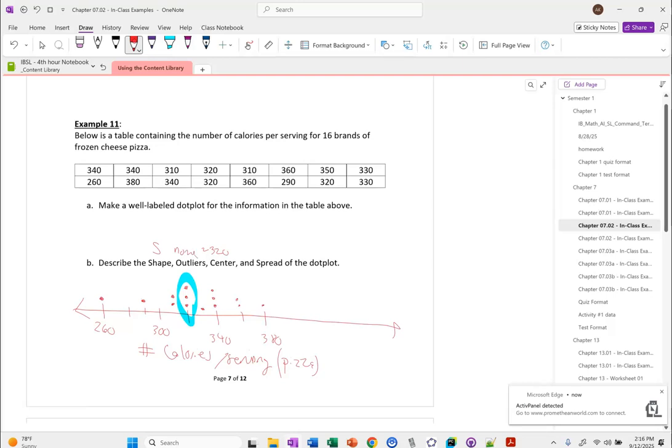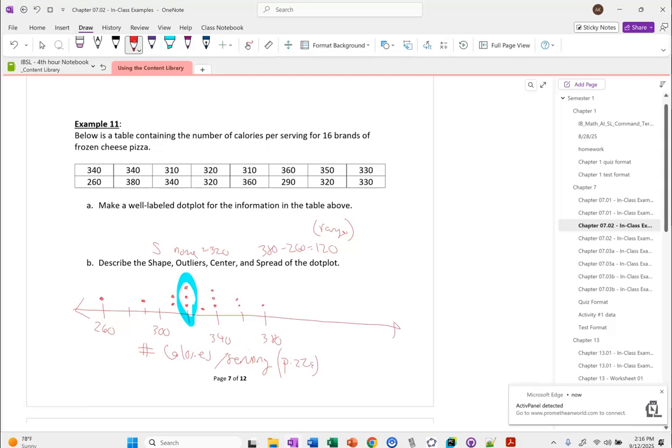And then the spread would be 380 minus 260, or 120. And this 120 is the range.